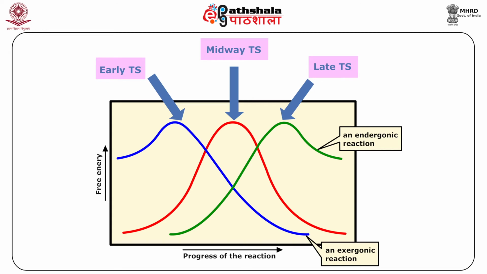Now, in an endothermic reaction, the transition state is closer to the products in energy as well as in the structure. However, as discussed before also, in an exothermic reaction, the transition state is closer to the reactants in energy and the structure. Now, you can clearly see this in this figure.